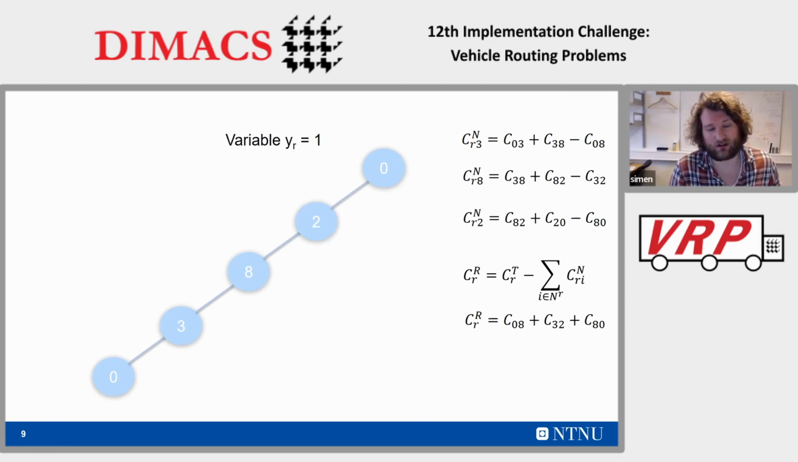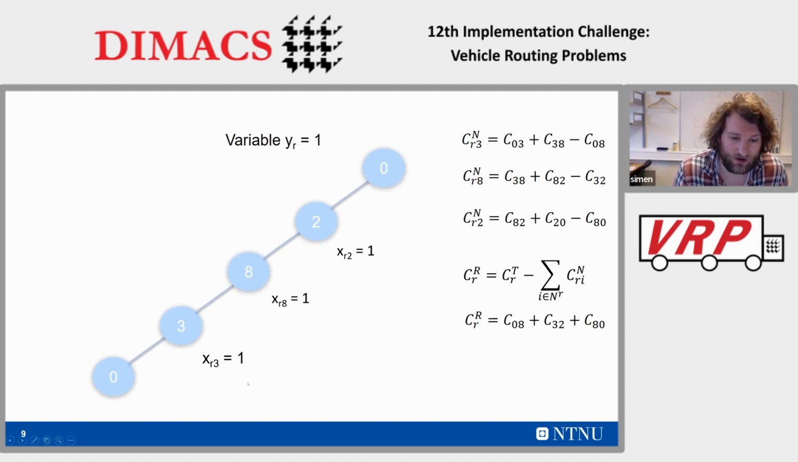And if we choose to use this route, we have this variable Y_R, where R is our route. If this variable is set to 1, then we have to use the route. But we also have a variable associated with each customer. If we choose to include, for instance, customer 3, then X_R3 equals 1. And if we want to keep the original route, we set all of these x's to 1. And the costs related to each x are these costs here.